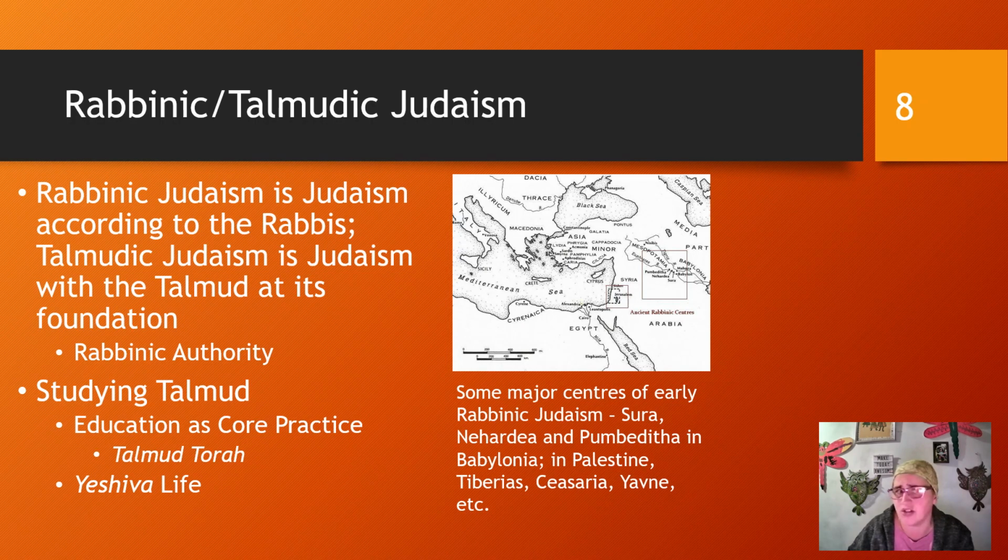It is Judaism that is focused on Talmud as its foundation, and the Talmud as a source of rabbinic authority. But it's not the only form of Judaism, and I'm going to keep reminding you of that because Rabbinic Judaism was so successful at becoming dominant throughout this period that people do tend to forget that there are other forms of Judaism. So I'm going to try to keep myself reminded and keep you reminded.